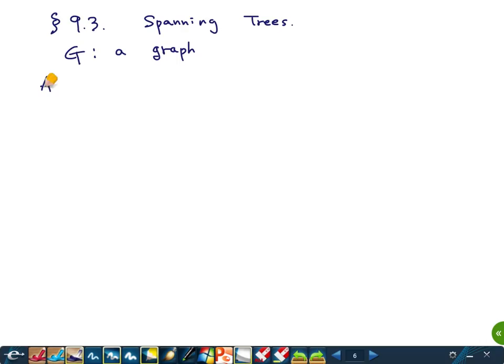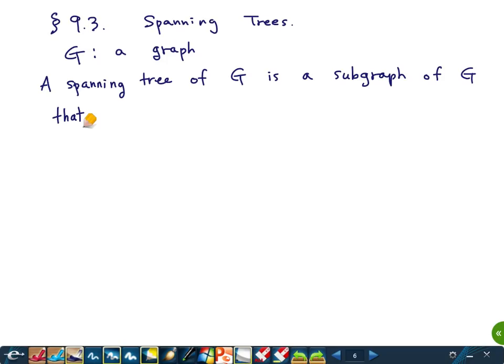A spanning tree of a graph G is a subgraph of G. Subgraph means you take vertices from G and you also take edges from G. You cannot create new edges or new vertices. It should be a subset in some sense. A subgraph of G that is a tree, as the name suggests. It must be a tree as a subgraph, and it contains all vertices of G. That is the definition of a spanning tree.